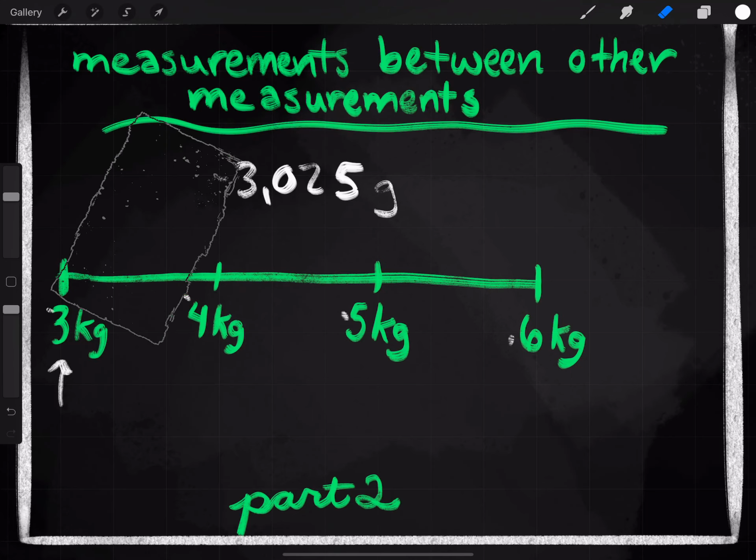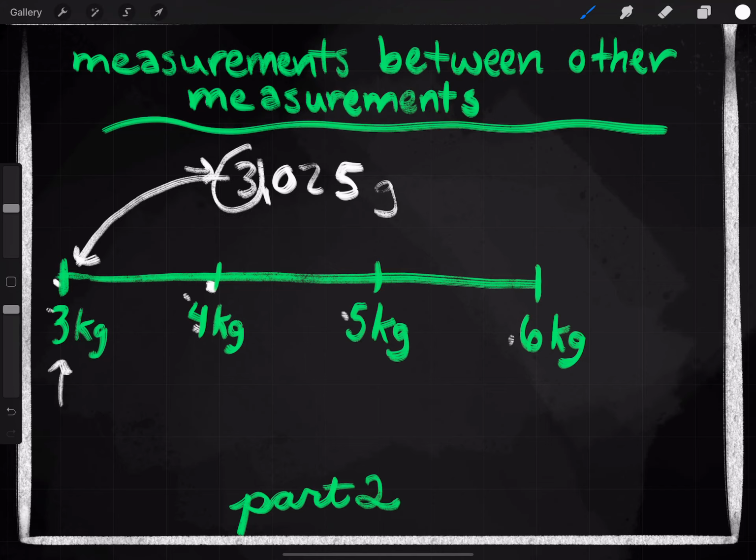Can I erase here? I want to actually leave that up there for a second. So how many whole kilograms are in 3,025 grams? Well, since it's between 3 and 4, it's not going to be something higher than that. And it's not 4 whole kilograms because that would be bigger than the number. So we know there are 3 whole kilograms because it kind of goes right here. 3 whole kilograms.